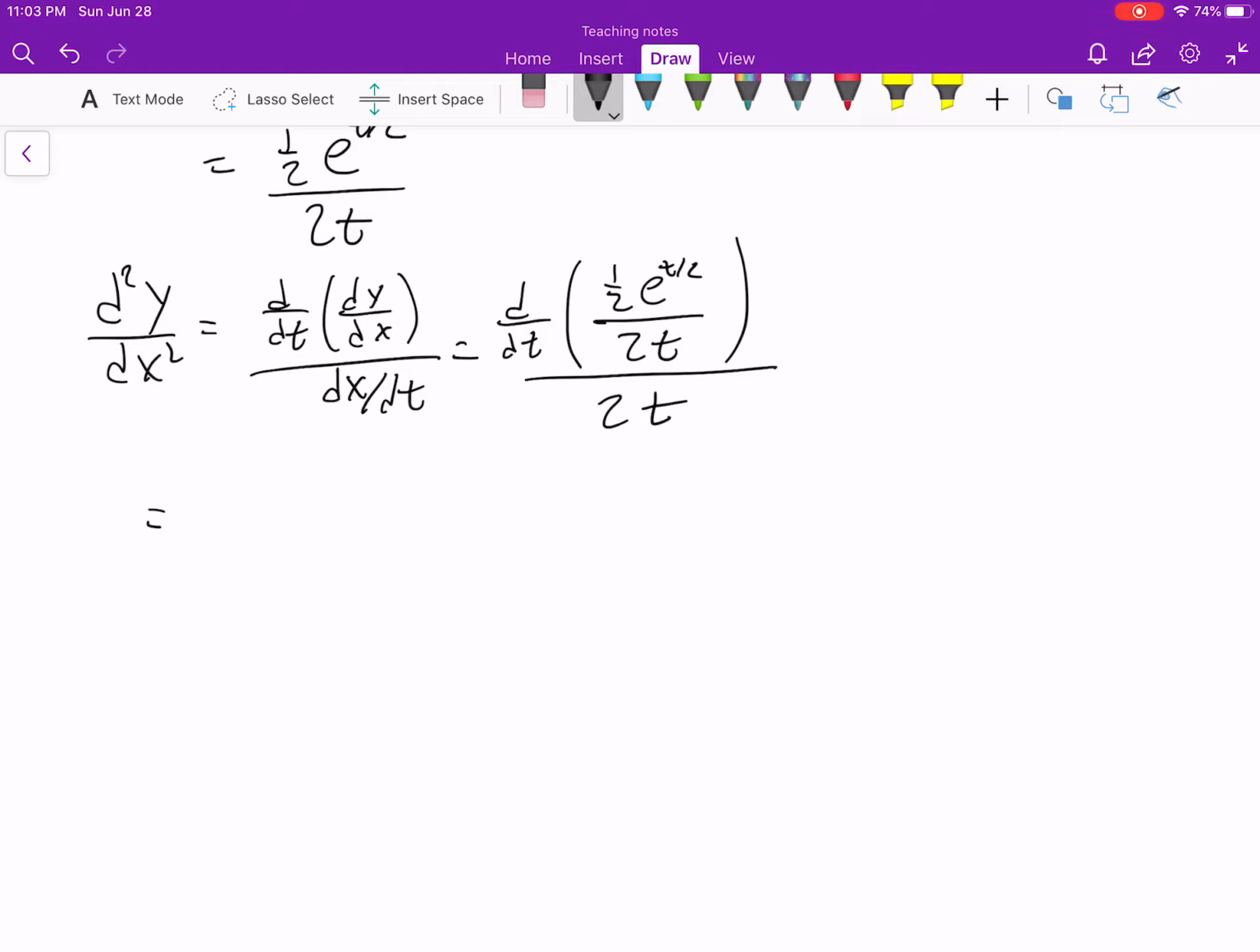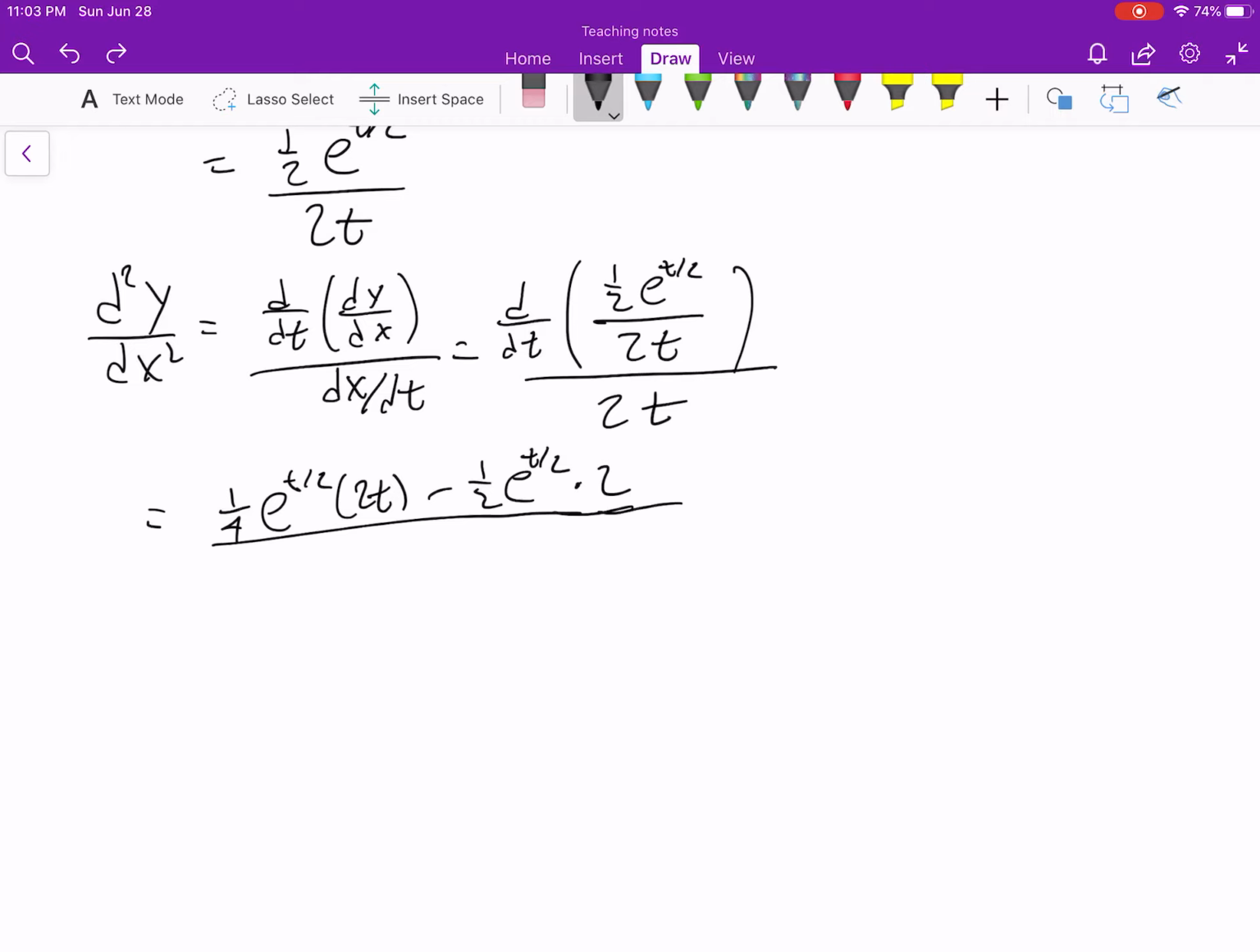So I have to use quotient rule up top, but it's, again, nothing crazy. So the derivative of the top there is going to be 1/4 e to the t over 2, times the bottom, 2t, minus the top times the derivative of the bottom. So this is just 2 down here. Sorry, I shouldn't have a 2t down there. And then all of that divided by the denominator squared.